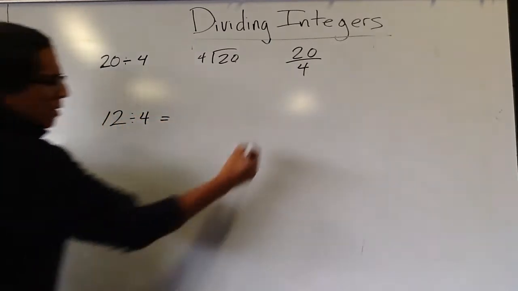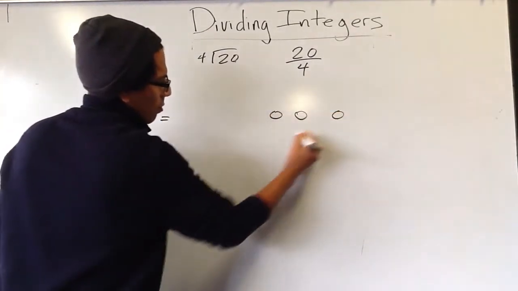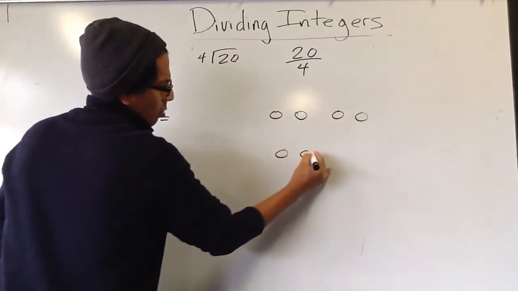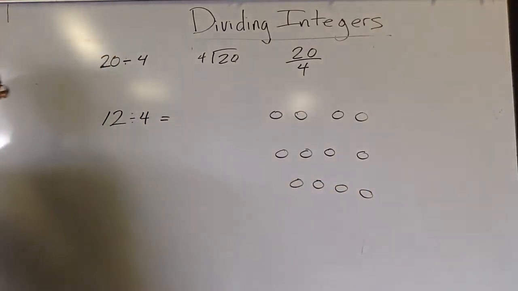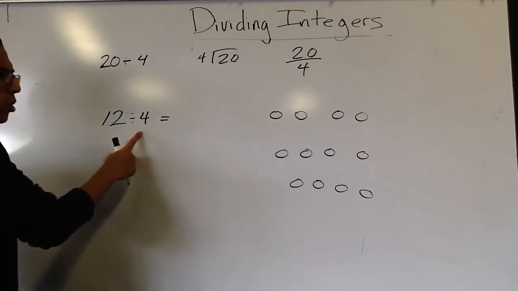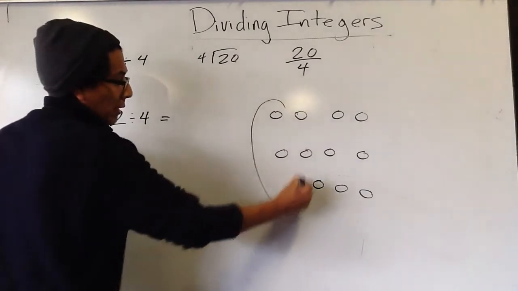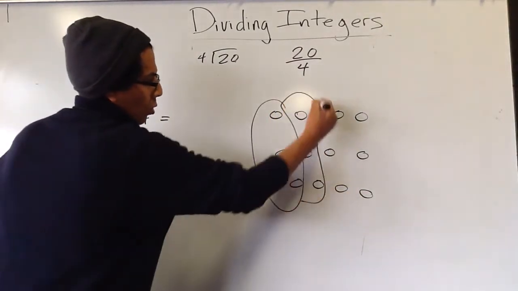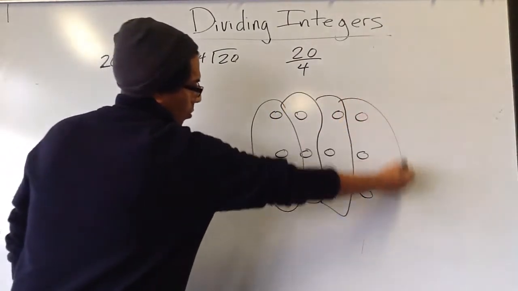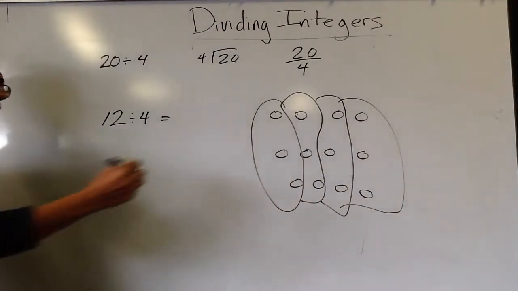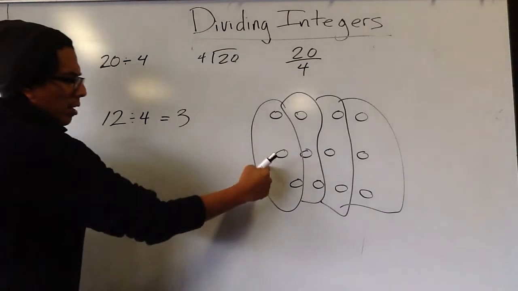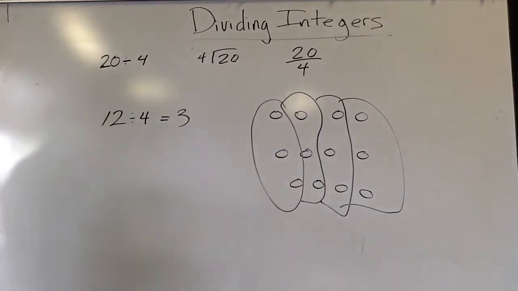What is that? Well, that means that we have 12 units. Here's my 12 units, right? And what does this say? It says to divide it into 4 equal groups. I can do that. 1, 2, 3, 4. 4 equal groups, 4 equal partitions. And the quotient or the answer is 3. Each one has 3 units.